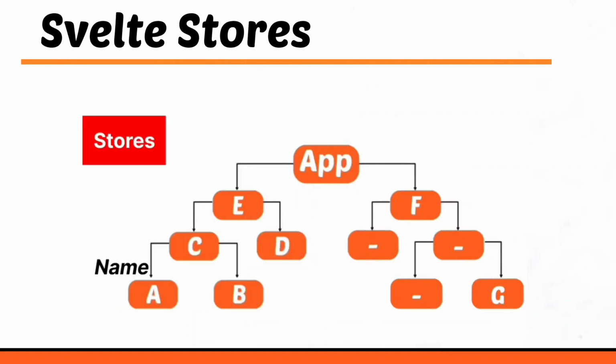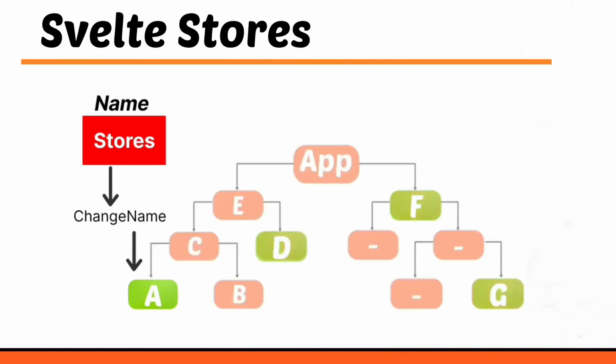With stores, your state is contained outside your component hierarchy. If component A wants to update the state, it communicates with the store. The store updates the state and then sends the value to the components that are in need of that value. How does this happen? Well, we understand that when we are coding.